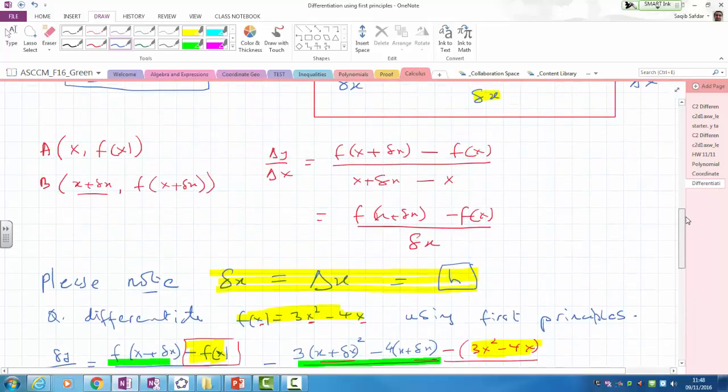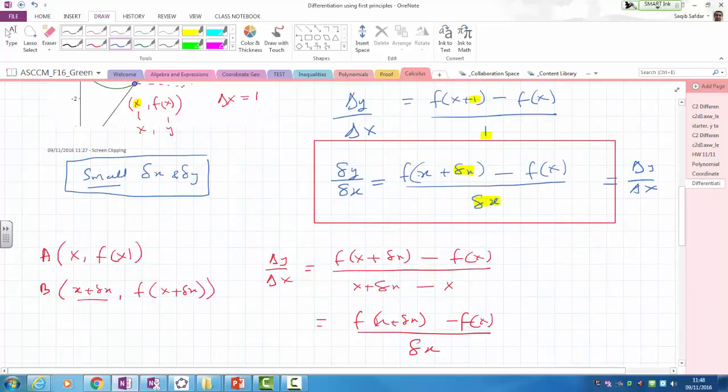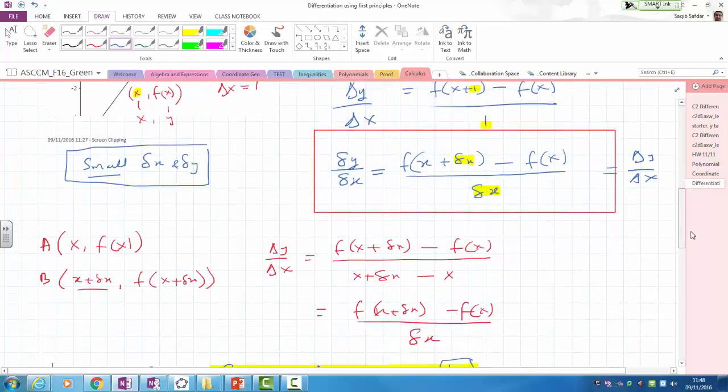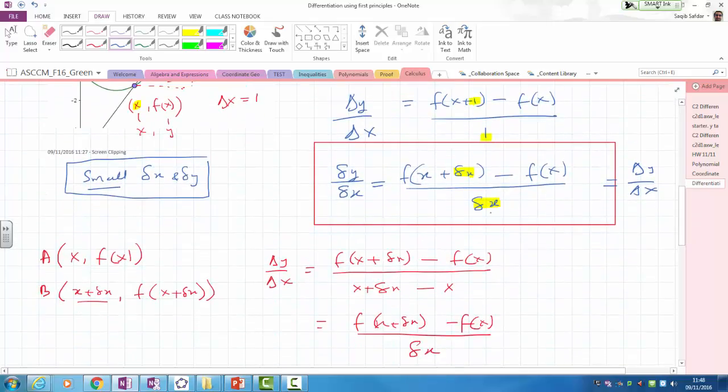If you go back and look at this rule we've had here, we're doing y2 take away y1 divided by x2 take away x1. The x2 take away x1 will always leave you with that change, that h.